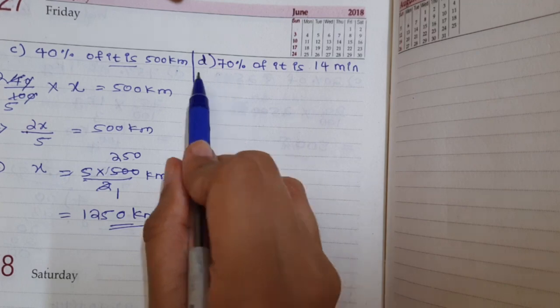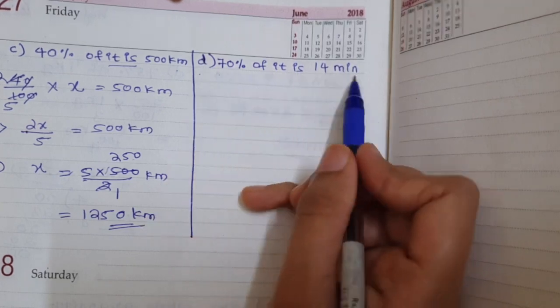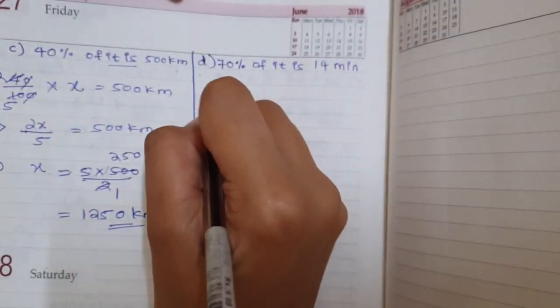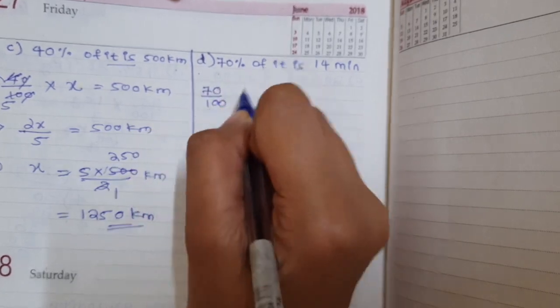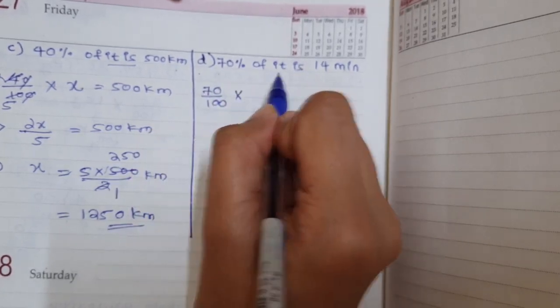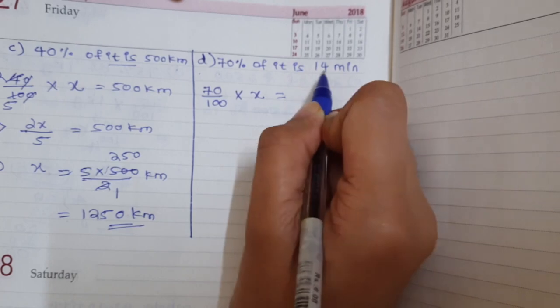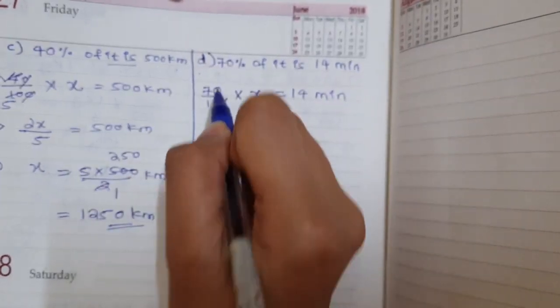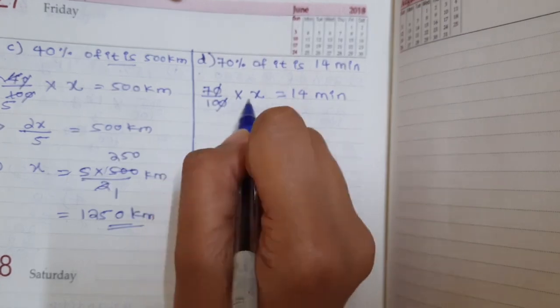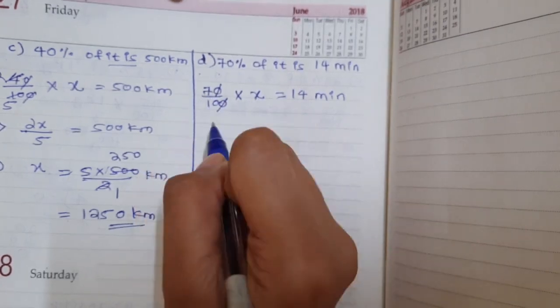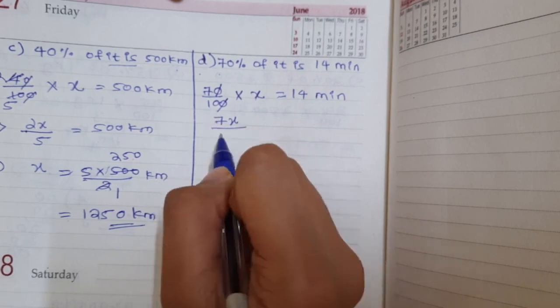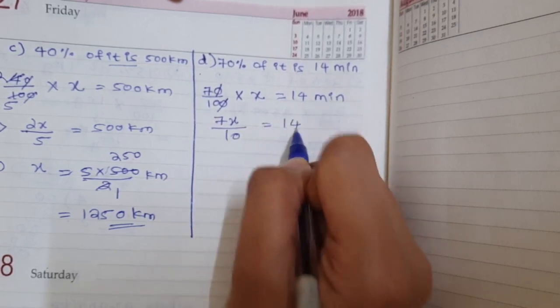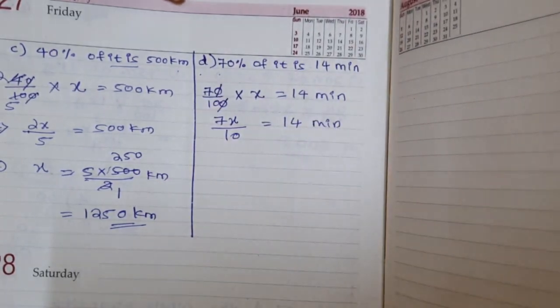Now the fourth one, D. 70% of it is 14 minutes. How to write 70%? 70 divided by 100. Of is nothing but a multiplication. It is means x equals to 14 minutes. Now we have to simplify this. This 0 got cancelled. So we got 7 into x. 7 into x is 7x divided by 10 equals to 14 minutes.